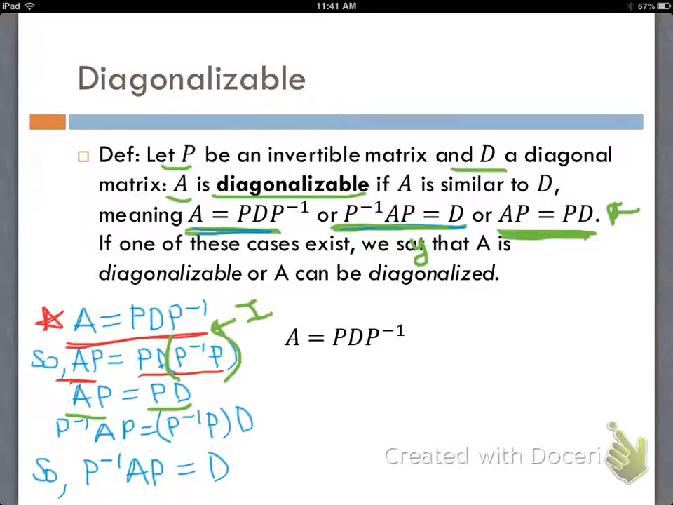Now, I want to show this one. So now we take P inverse and multiply on the left of the equation. So that becomes P inverse AP equals P inverse times P, and I put those in parentheses, times D. And so again, that's the identity matrix. And so P inverse times A times P equals D. Okay, so all three of those statements are equivalent. And if you can show that one of those statements is true, then that tells us that A can be diagonalized, or A is diagonalizable.